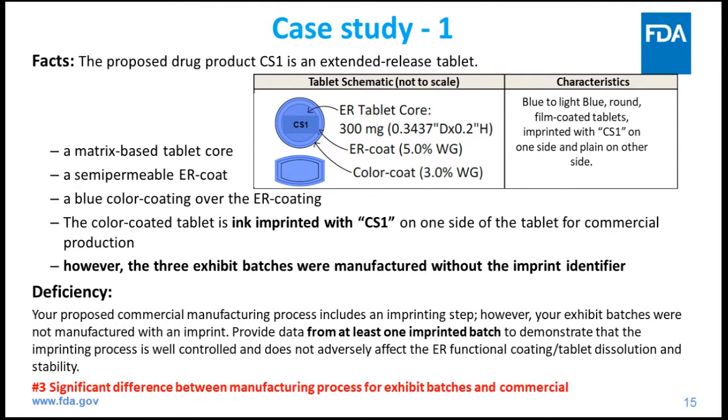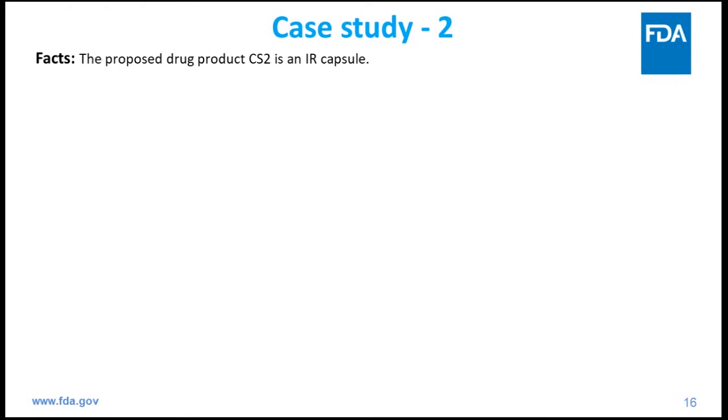So our reviewers issued a deficiency, asking the firm to manufacture at least 1 imprinted batch to demonstrate that, one, the imprinting process can be well controlled, and also the imprinted label will not adversely affect the ER functional coating, the dissolution, and the stability as well. So you can attribute this back to number 3 in our list, the significant difference between the manufacturing process for exhibit and commercial batches.